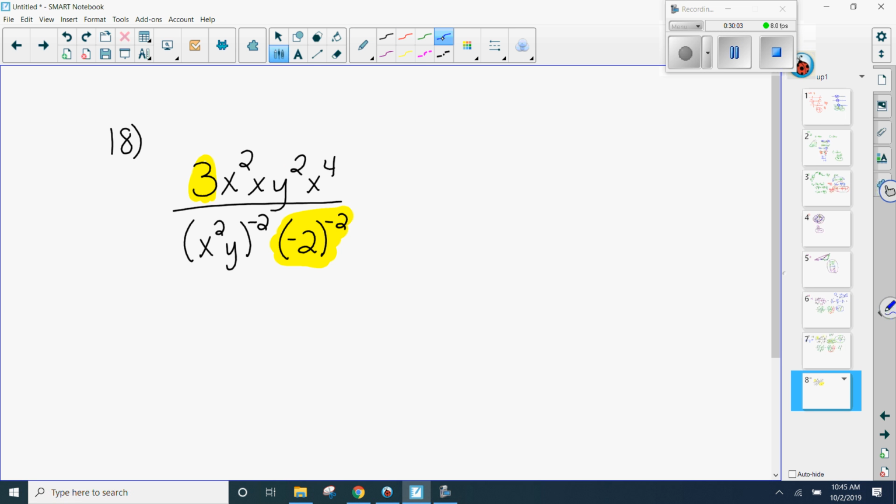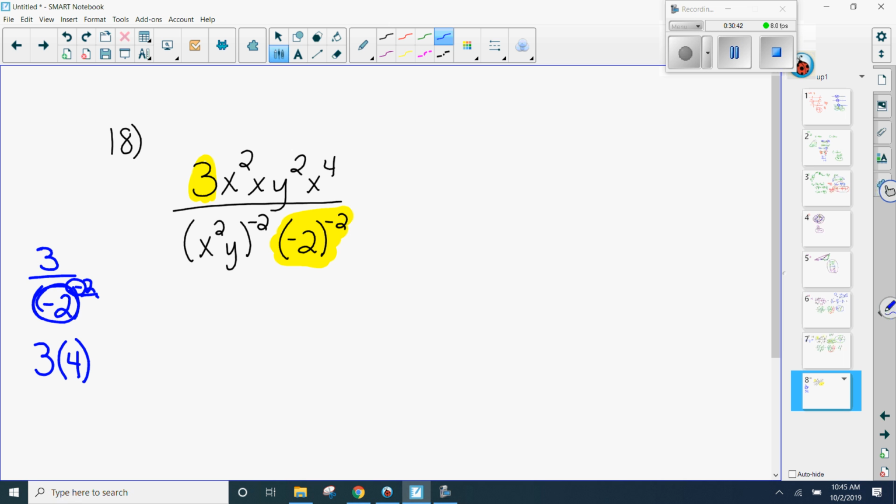So if we pull those out separately and look at it, I have 3 over negative 2 to the negative 2 power. What does that mean? The 3 is not going to change positions, is it? What is negative 2 squared? 4, positive 4. What does this negative exponent mean? Move it to the top. When you move that 4 to the numerator, what do you do to those two values? Multiply. Don't add them.